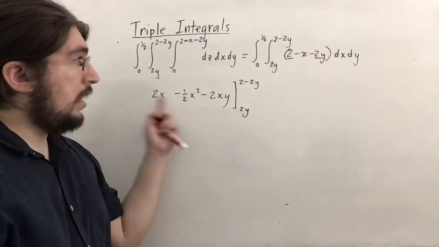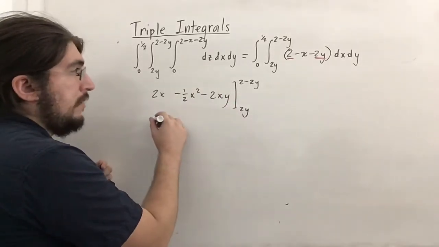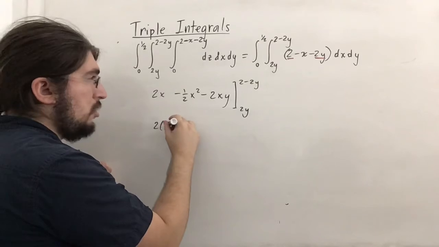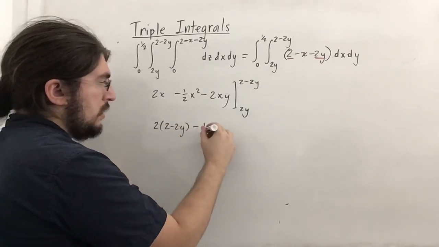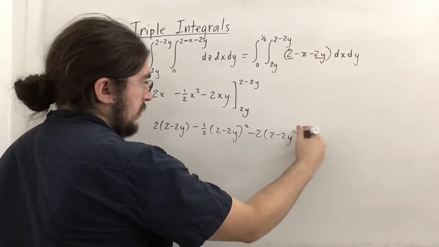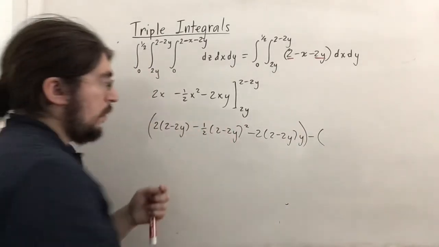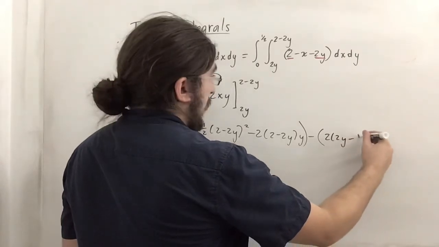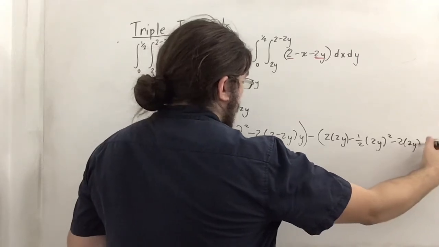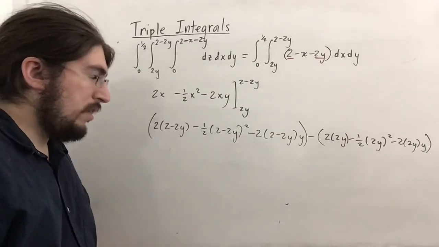Yikes. Now again, we're plugging these into x, that is. There's a lot to actually plug in, but that's okay. Let's just do it as is. So we get 2 times 2 minus 2y, minus 1/2 times 2 minus 2y squared, minus 2 times 2 minus 2y times y, so that's the first guy. And now plugging in 2y everywhere we see an x. So it's 2 times 2y minus 1/2 times 2y squared minus 2 times 2y times y. Okay. Hopefully a lot of this collapses, but let's see.